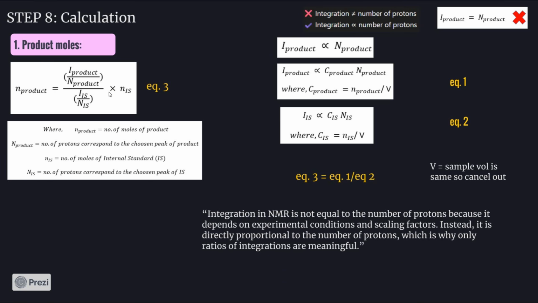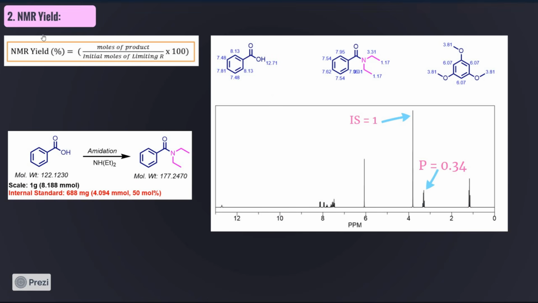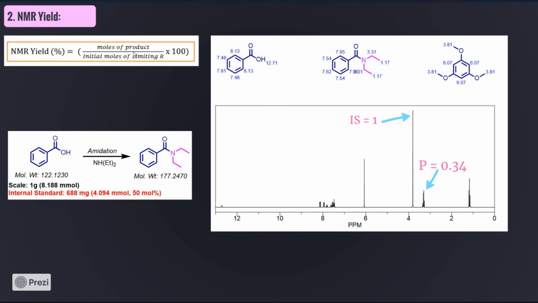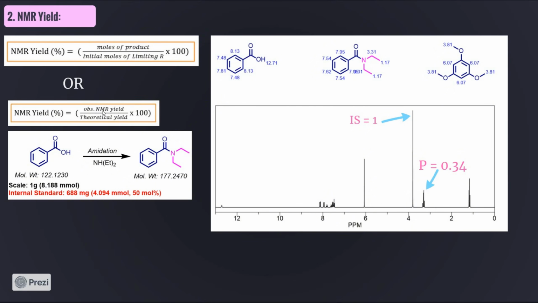Okay, let's move further. Now we have to calculate the NMR yield. For NMR yield, the formula will be moles of the product divided by the initial moles of the limiting reagent, and our limiting reagent is benzoic acid, right? You can also use another formula, which is observed NMR yield divided by the theoretical yield. For observed NMR yield, you need the amount in gram or milligram, right?